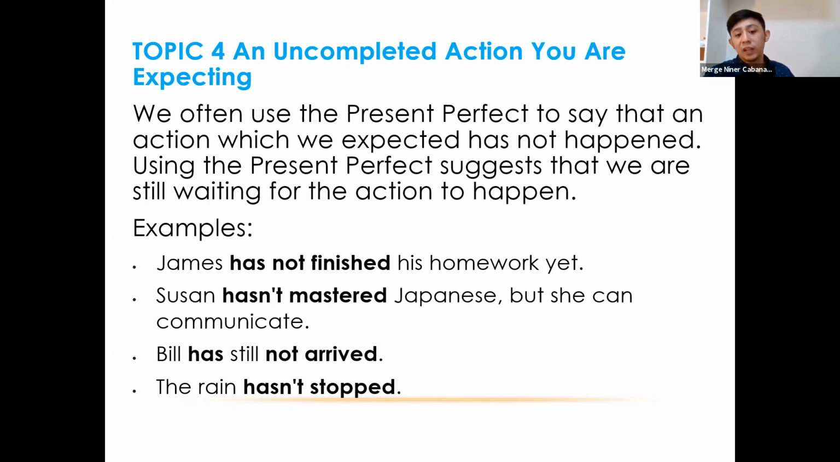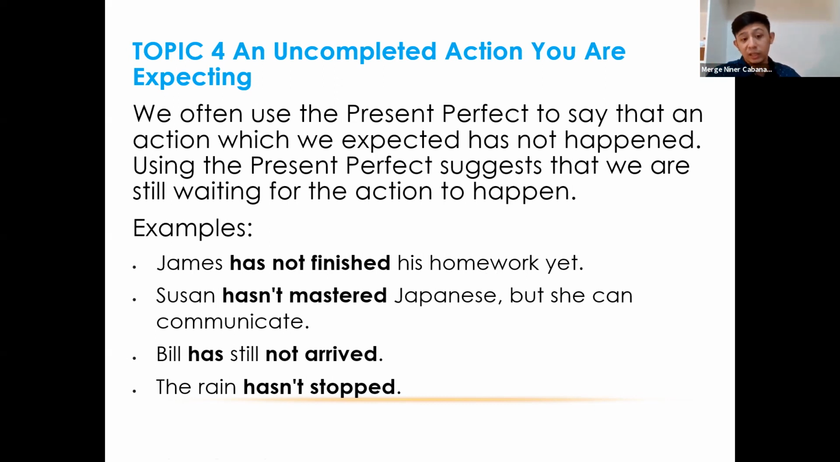James has not finished his homework yet. So take a look at the words. Yet. All right. Still. Okay. So if you're using the negative emotion for an uncompleted action you're expecting, there's this negative feeling attached to it.